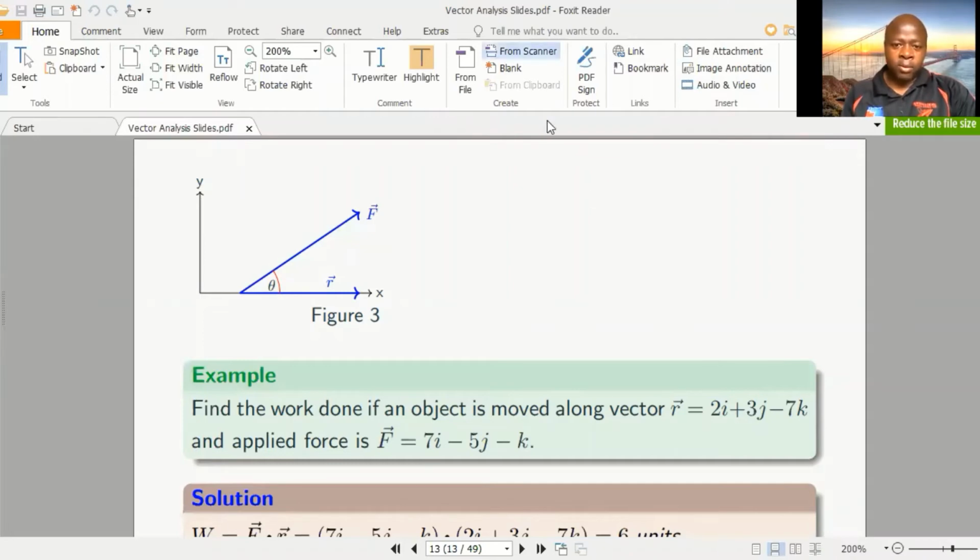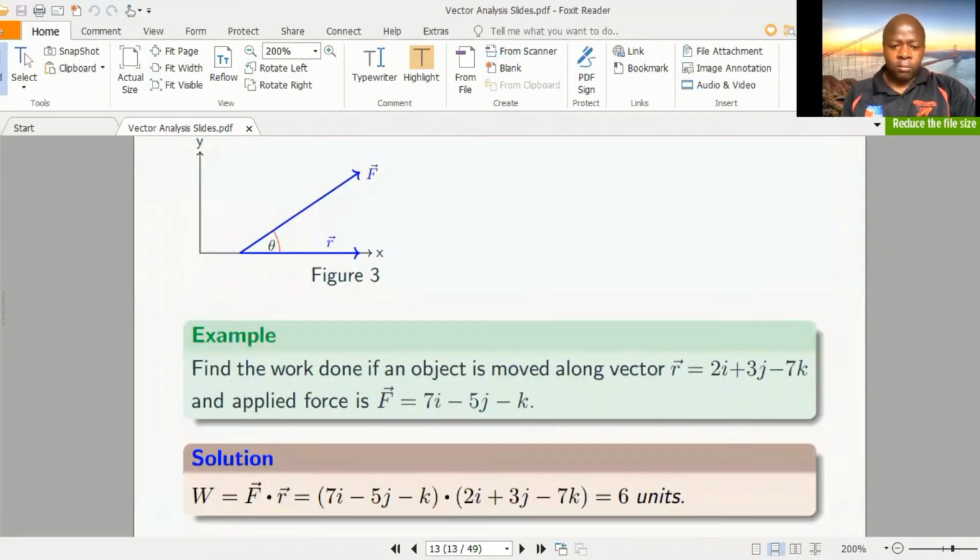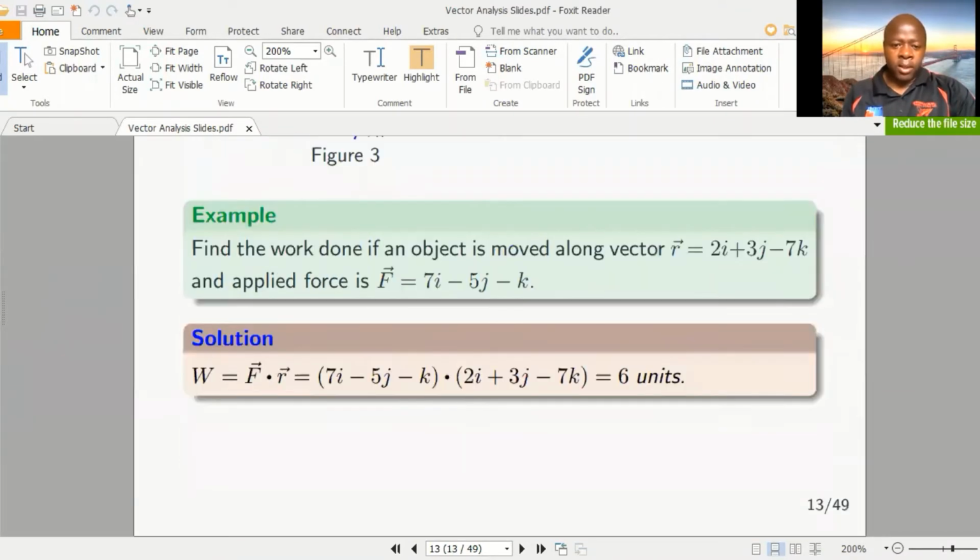Now let's look at examples on how to calculate work done. The first example: find the work done if an object is moved along this vector and the force that is applied is given by 7i minus 5j minus k. So find work done. Work done will be given by force dot r.